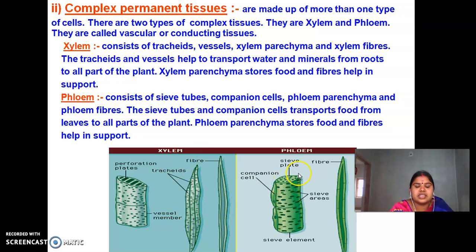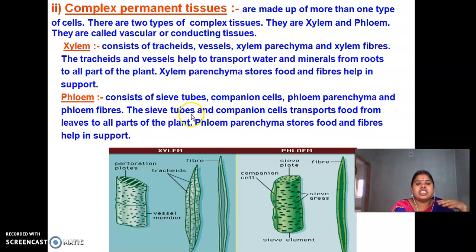Okay, xylem. Next, phloem. There are four parts in xylem, and phloem consists of sieve tubes, companion cells, phloem parenchyma and phloem fibers. Same four. So four parts in xylem and four parts in phloem. See here, xylem parenchyma and xylem fibers. Here, phloem parenchyma and phloem fibers. Instead of tracheids and vessels, here sieve tube and companion cells.